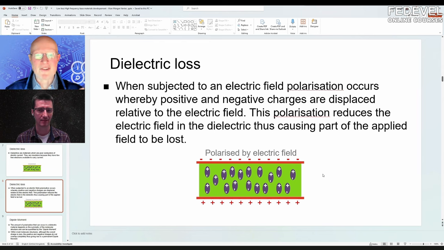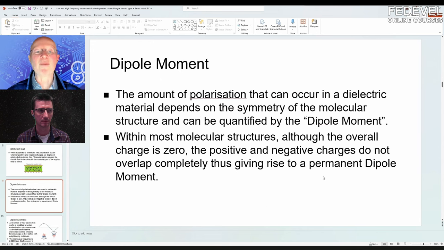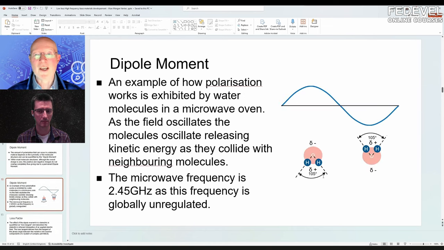So we're trying to find something that doesn't get very well polarized. And there's a way of measuring that. We call this the dipole moment. So how long is this dipole? How much is this dipole? Of course, overall, the charge is zero in materials, but these tiny micro changes give rise to this dipole moment.